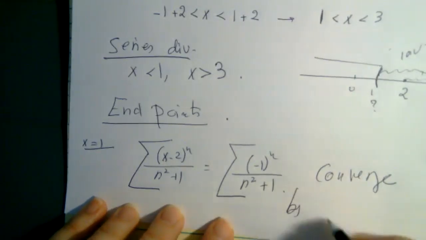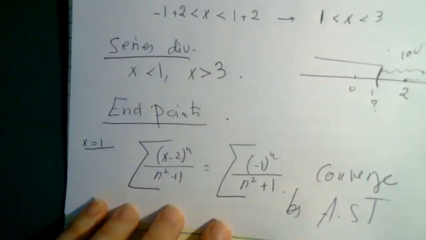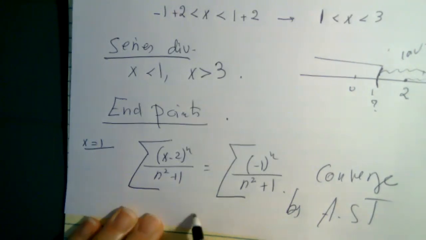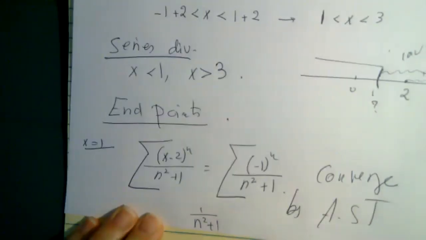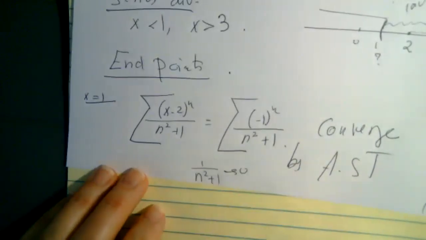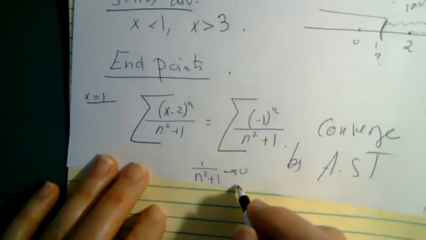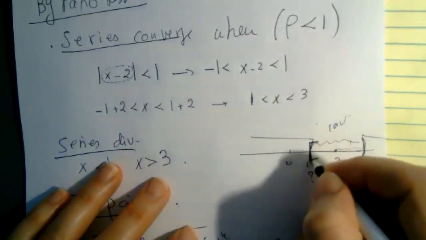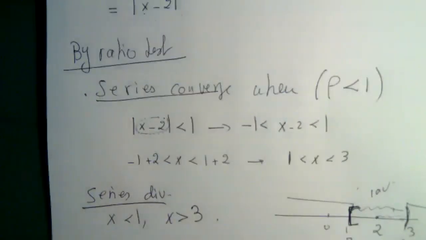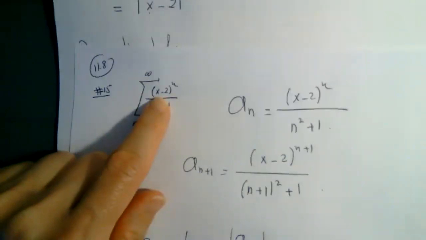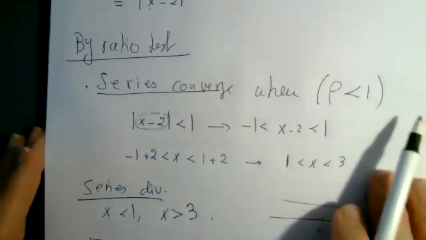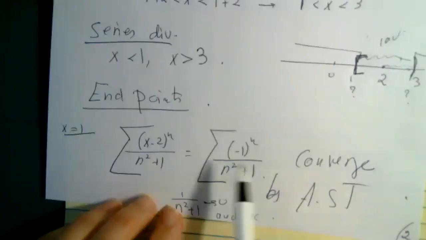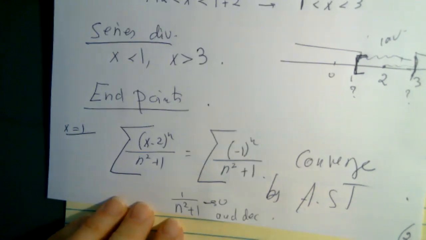That's by the alternating series test. Because the b_n, the terms 1 over n squared, go to 0, and they are decreasing. Okay, so at x equal to 1, my series converges. It means if I plug 1 into the expression here, this becomes a series of numbers, so there are no more x's in here, and this new series of numbers will actually converge.